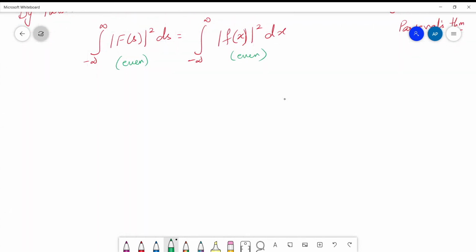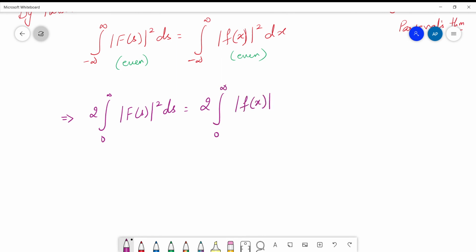So since both are even functions, this could now be written as 2 times 0 to infinity modulus f of s the whole square ds is equal to 2 times 0 to infinity modulus of f of x the whole square dx. Now I cancel out the 2. I substitute for f of s. Well, from where do I substitute? This is from part 1, and for f of x it is given. So s limits vary from 0 to infinity but x limits vary from 0 to a. Please remember this. x is what is given to us.